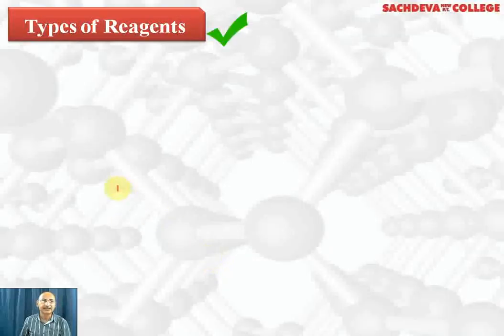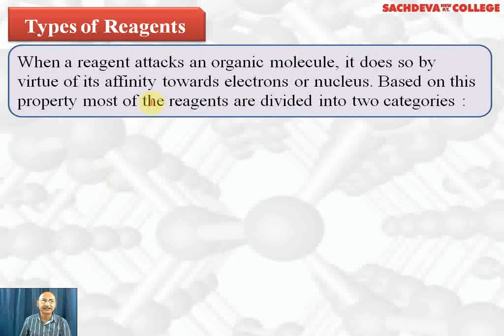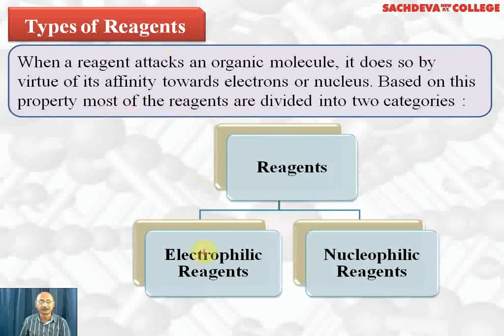Next, we are taking types of reagents. When a reagent attacks an organic molecule, it does so by virtue of its affinity towards electrons or nucleus, meaning positive charge. Based on this property, most of the reagents are divided into two categories. First is electrophilic reagents. Electrophilic means which have love for electrons, so they themselves will be positively charged or electron deficient. Nucleophilic reagents have love for nucleus, which is positively charged, so they themselves will be negatively charged or they have lone pair of electrons.